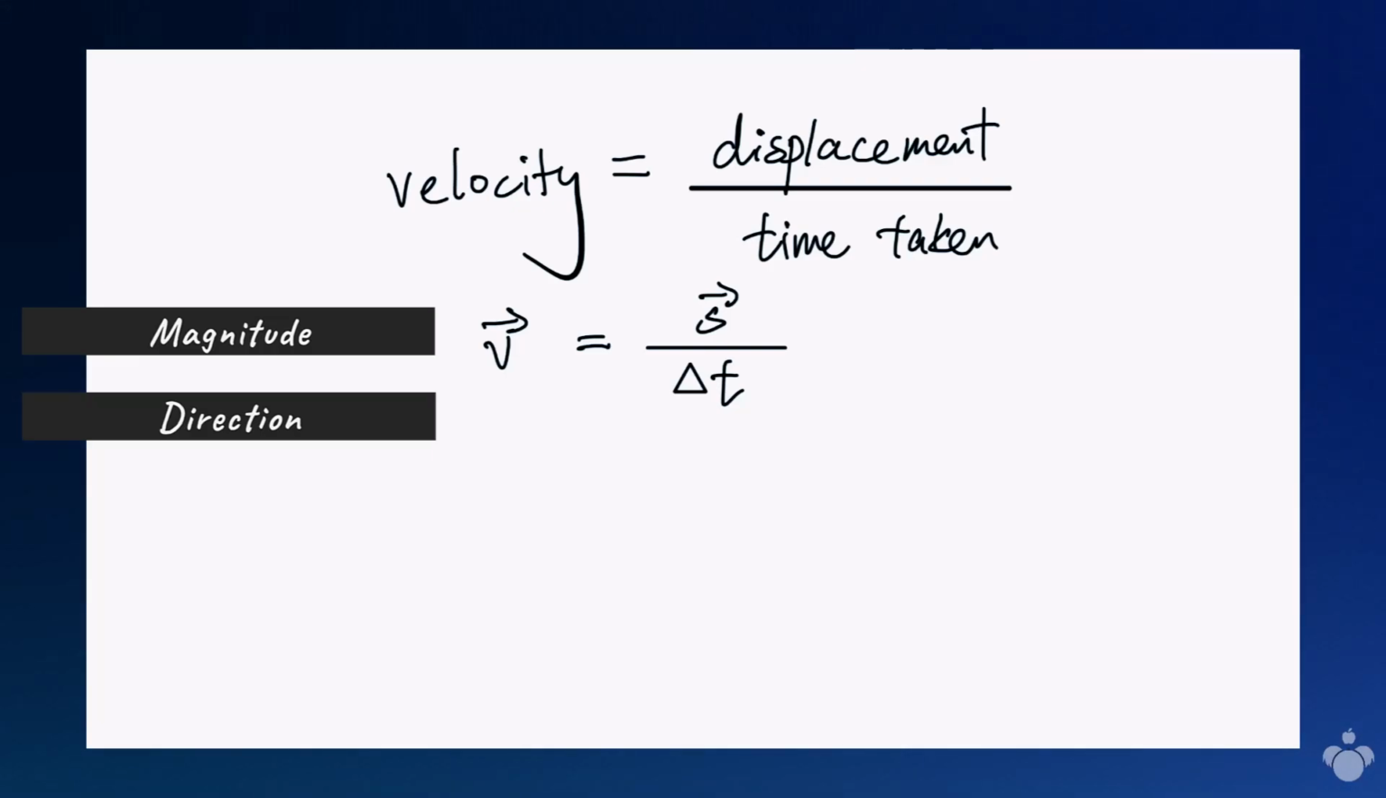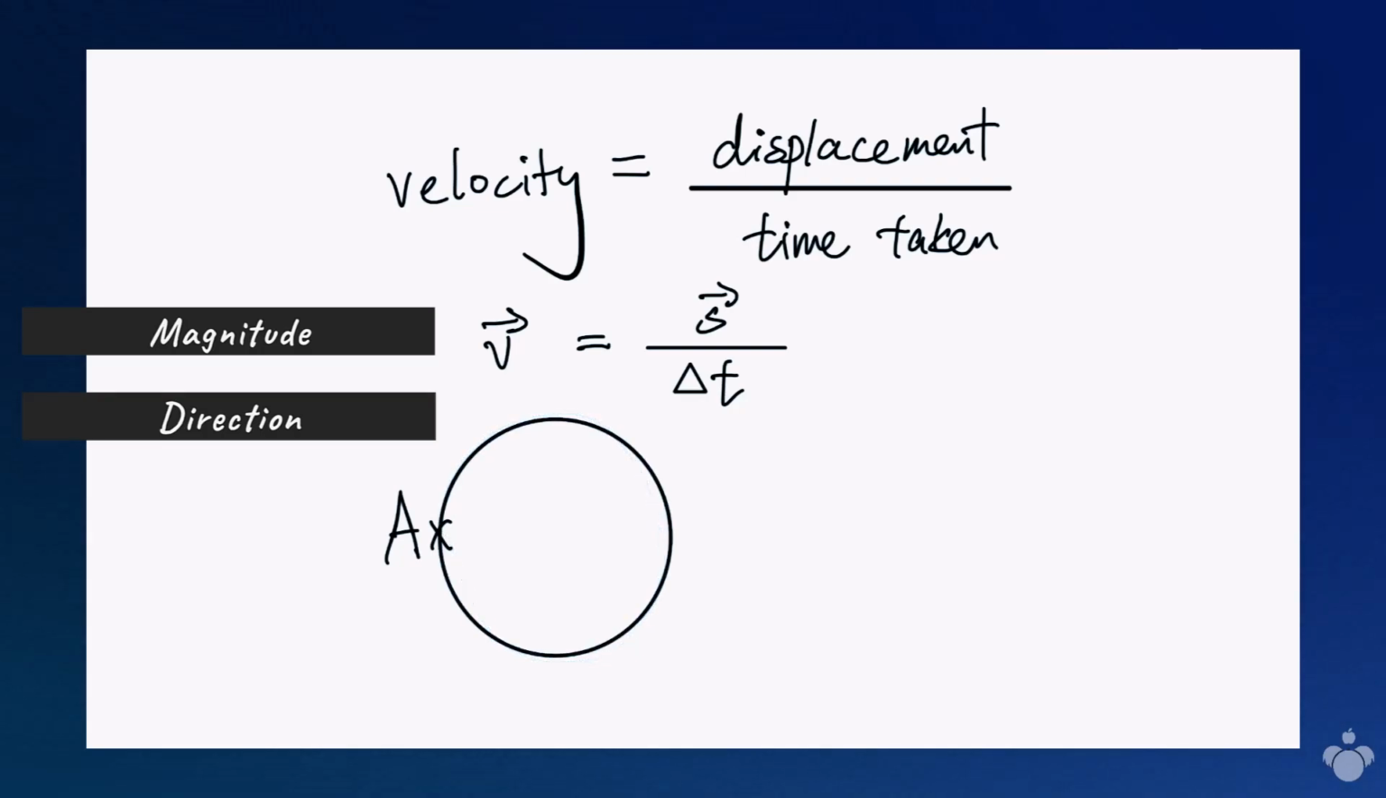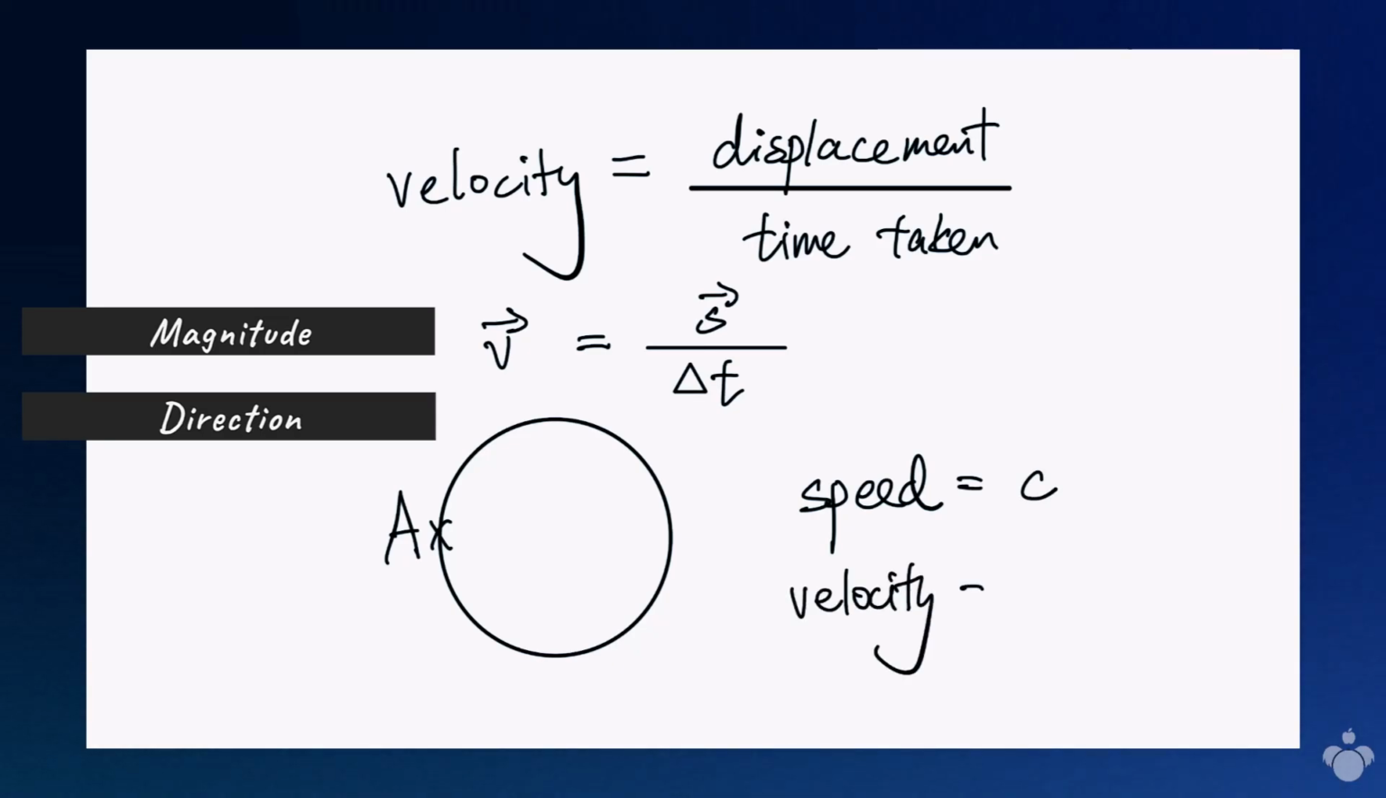To illustrate the importance of direction, imagine a car traveling along a circular path at a constant speed and returning to its starting point. While the car may have traveled a certain distance, its total displacement is zero because it ends up back at the same position. As a result, the car maintains a constant, non-zero speed throughout the journey, but its average velocity is zero.